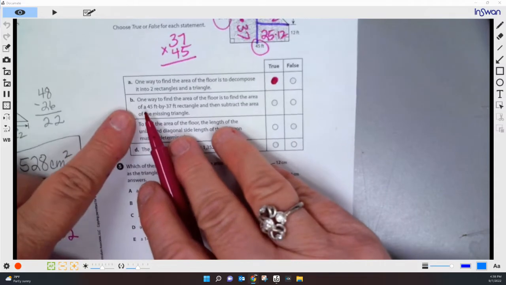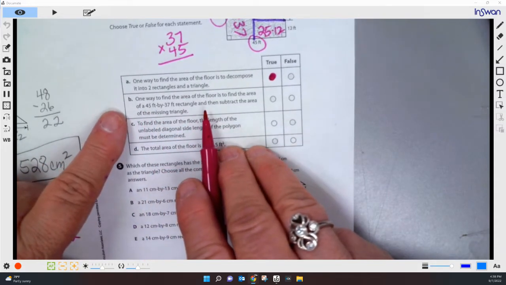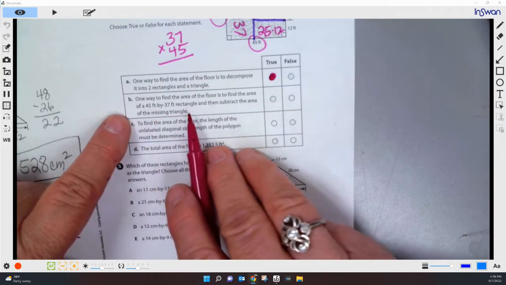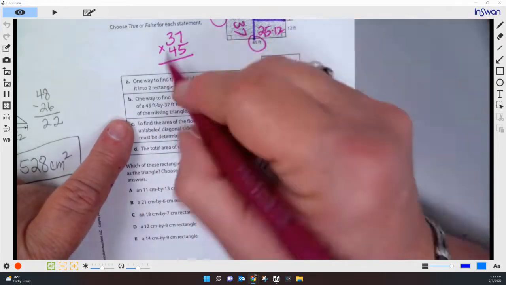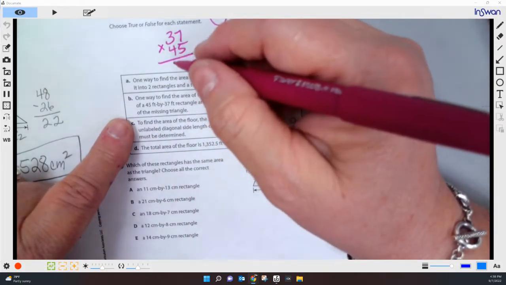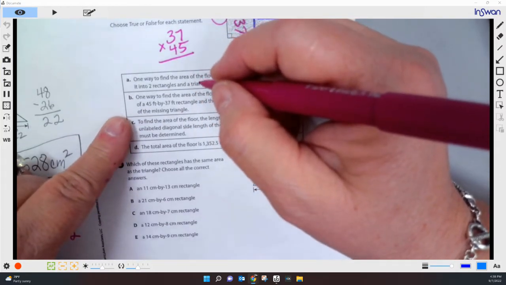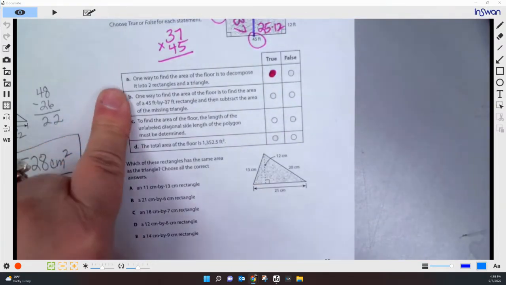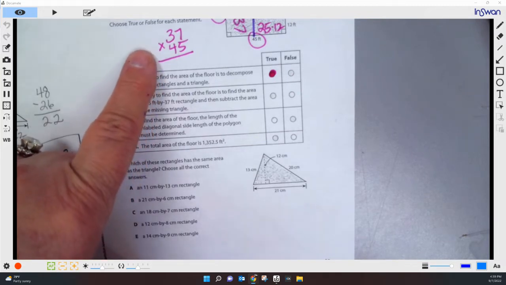The second one, now this one has 4 parts. It says one way to find the area of the floor is to find the area of the 45 by 37 foot rectangle and then subtract the area of the missing triangle. And that's kind of what we were doing here. We could do the 37 times 45, multiply that together, and then the 25 times 25 divided by 2. I'm going to cheat and use my calculator just for the time.